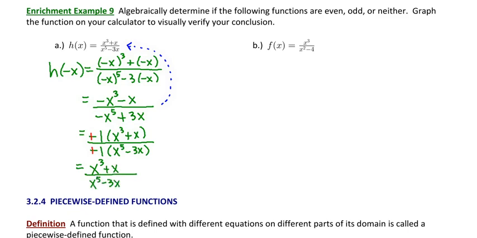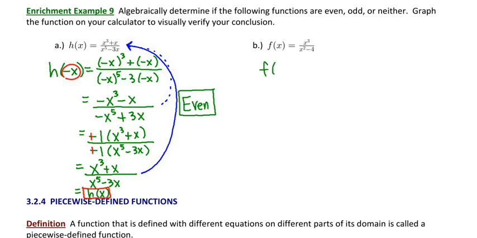While it's not completely simplified because we could reduce a little bit further, it now serves the purpose of being comparable to the original. Notice it's identical to our original function. So when we plugged in negative x and simplified, we ended up with the same function that we began with. Therefore, we can say this function is even. If we graph that on our calculator, we'll see that it's symmetric about the y-axis. Let's try the next one.